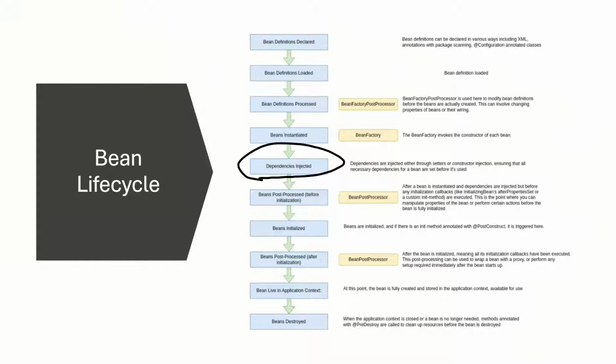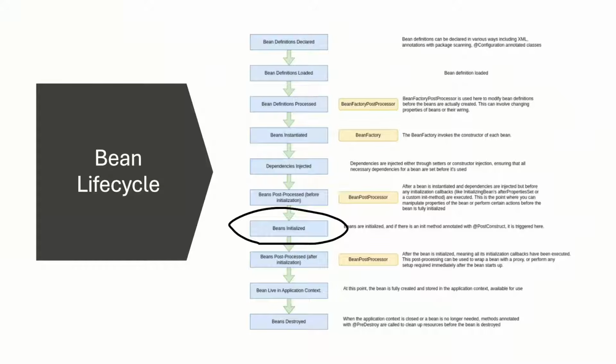This is where Spring's dependency injection magic shines, wiring everything together seamlessly. Before beans are fully initialized, they pass through the beans post-processed phase. Here, bean post-processors might tweak the beans, doing things like setting additional properties or applying custom business logic. Moving on to beans initialized.